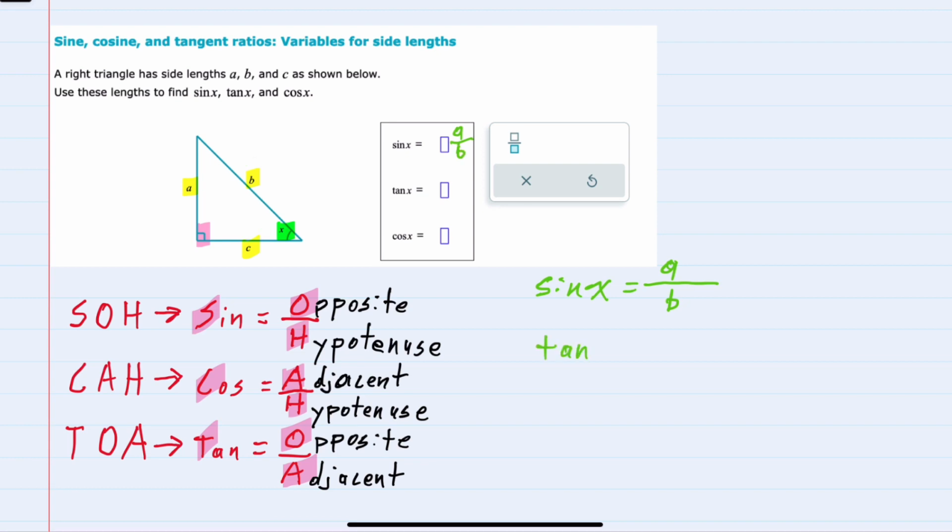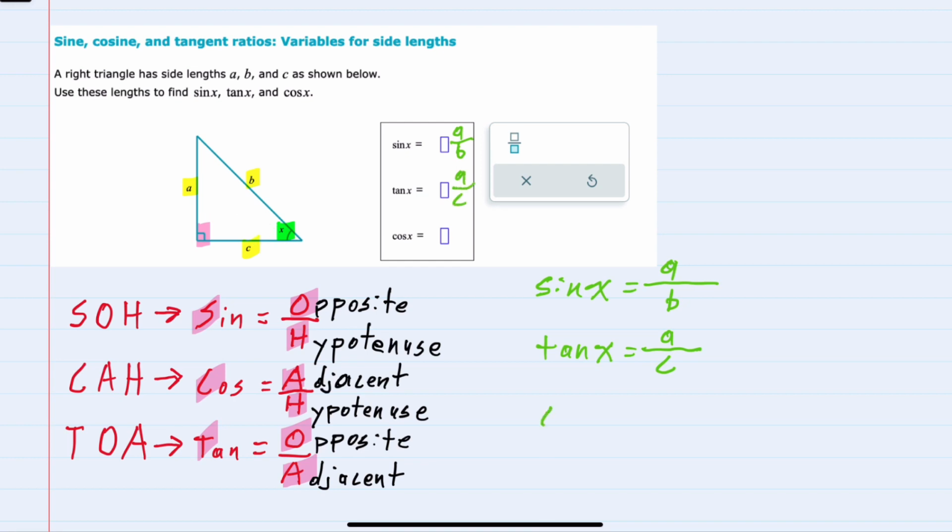And then the tangent of X would be the opposite over the adjacent. And again, from the perspective of X, the opposite is A, and the adjacent is C. So the tangent of X would be A over C.